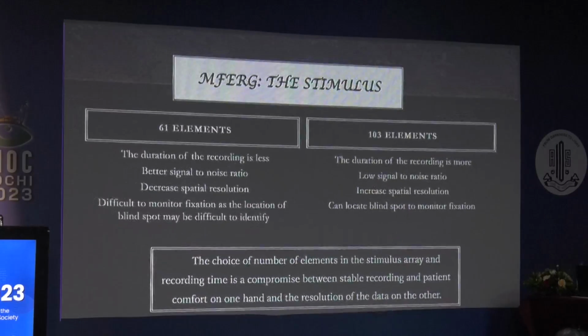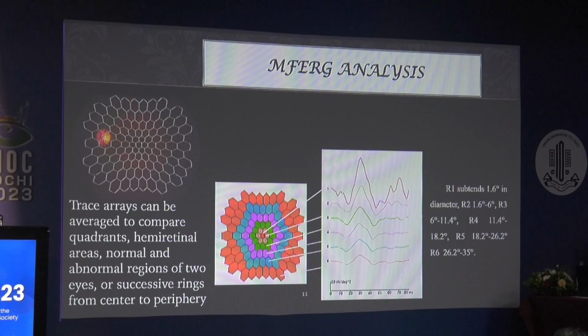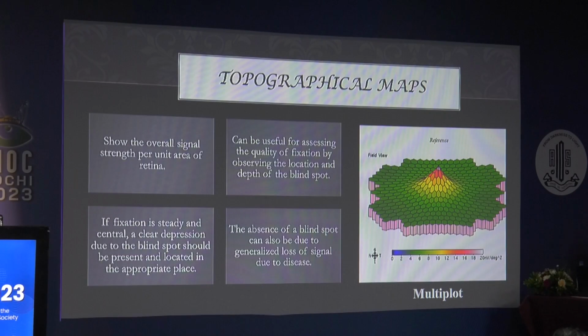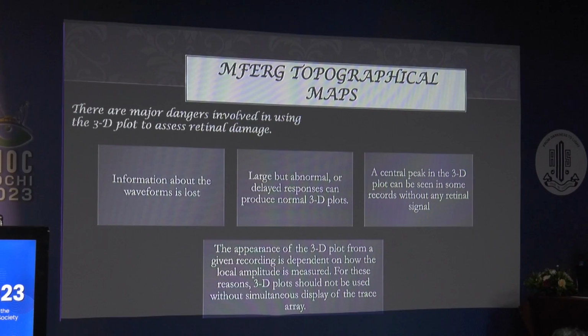What is important is that if too many elements are checked, then there is a low signal to noise ratio. So you get a good response, but it takes a longer period of time, so patient cooperation becomes questionable. And this is another way you can average these responses from different quadrants, from different hemispheres, from different rings, to give you these kinds of topographical maps. It is also very important to know that topographical maps look very nice, but they take away the detail of the waveform, so they should not be interpreted in isolation.